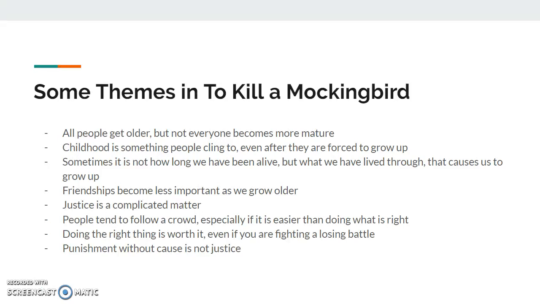We see Scout punished. That's not really an example of justice. But she is punished for being ahead in school. And so there are a lot of examples of all of these in the text. And there are more lessons that we learn.